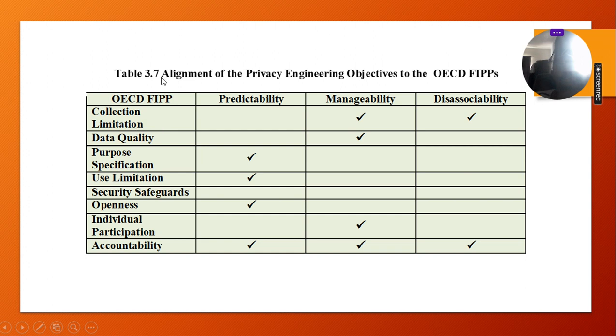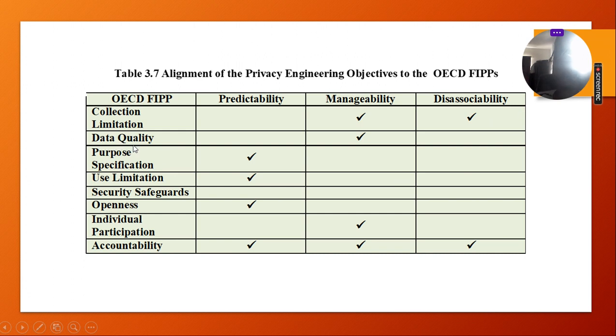This table is showing 3.7, alignment of the privacy engineering objective to the OECD. Okay, so they try to check each of the OECD 8 principles: the collection limitation, data quality, purpose specification, use limitation, security safeguard, openness, individual participation, and accountability. These are the 8 OECD FIPPs, right? These are the 8 OECD FIPPs. So they check them, the collection limitation for the manageability and the disassociability.